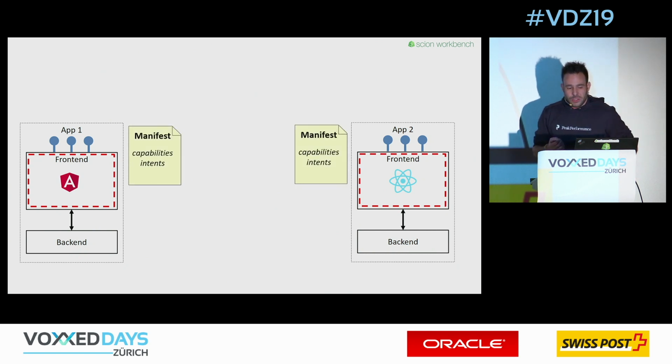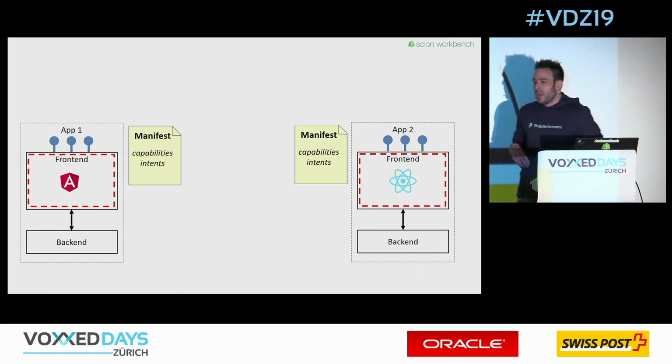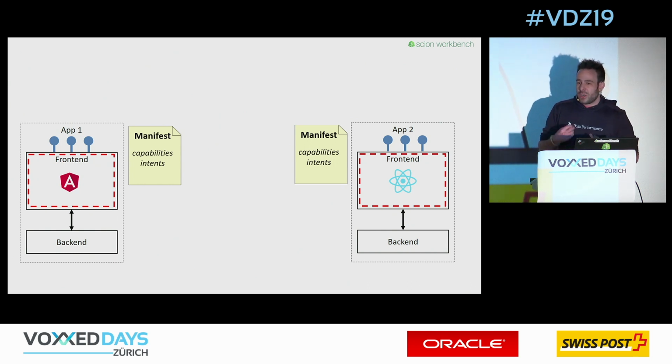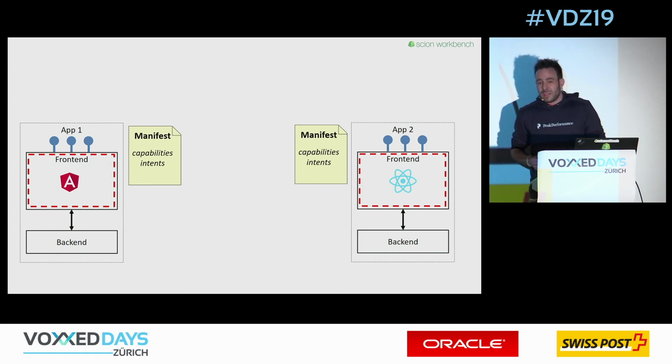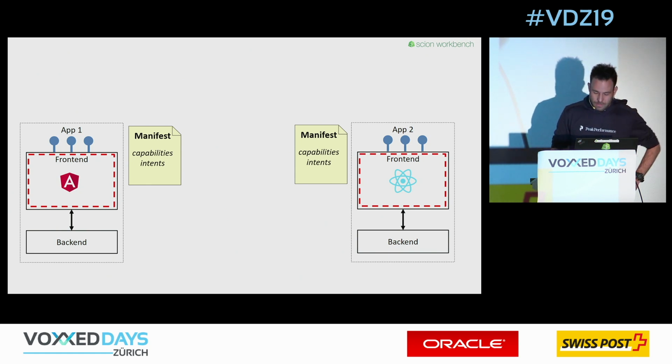Then the platform introduced the concept of an application manifest. So every application has to say what its capabilities are and what it intends to do. A capability is some kind of functionality which an application provides as a micro-frontend for other applications to integrate. And an intent is something which an application intends to do.